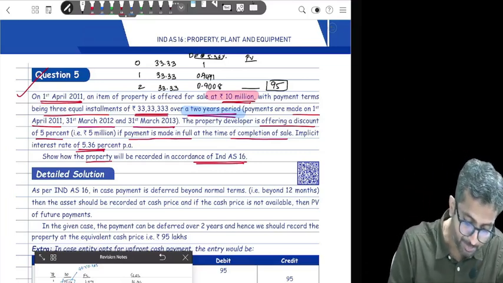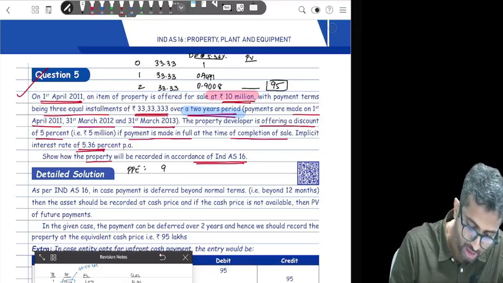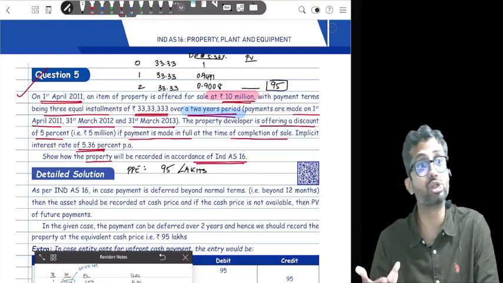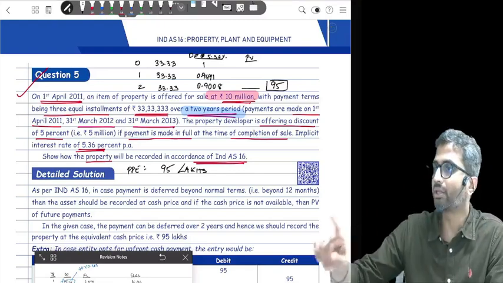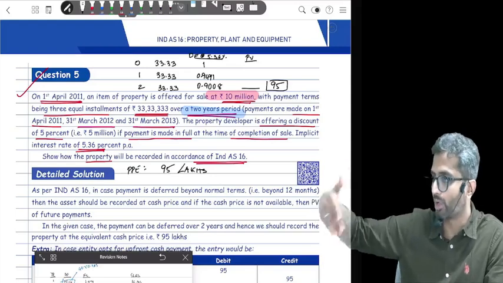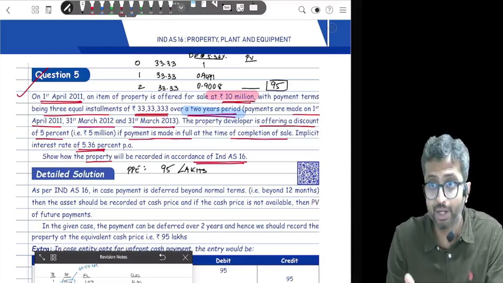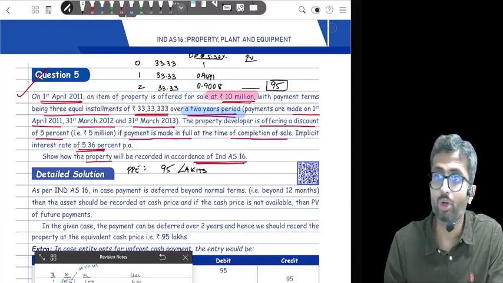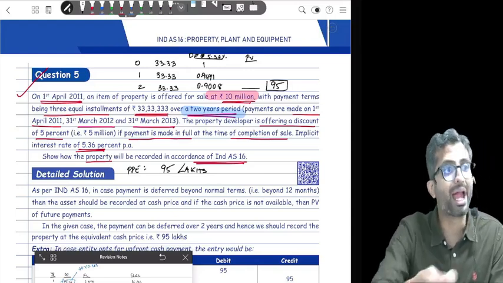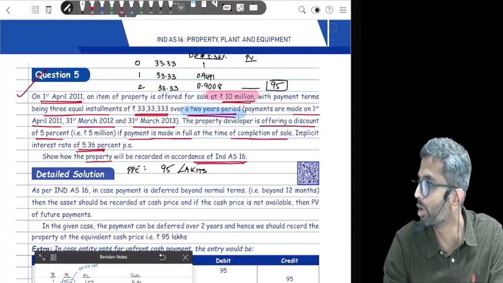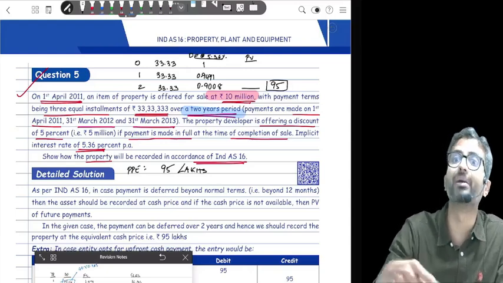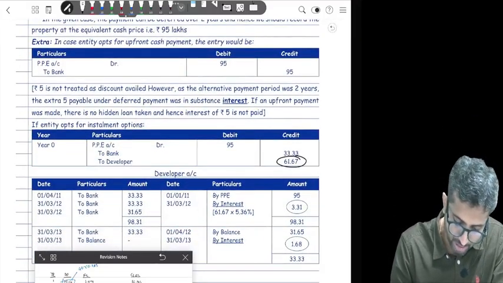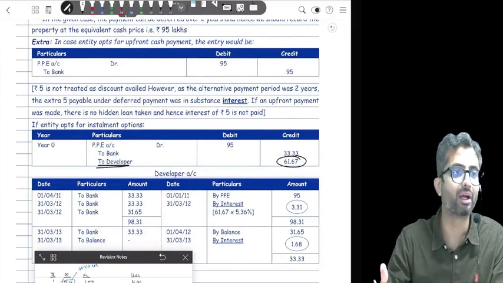So ideally the PPE should be worth how much? 95 lakhs. Now is it necessary that you make the payment immediately? No. If you make the payment over 2 years, your entry will be PP account debit. How much? 95 or 100 lakhs? PP account debit 95, to bank, the down payment of 33.33, to payable. The remaining, I think 61.67, will be shown as your payable to the developer. PP account debit to bank, to developer.